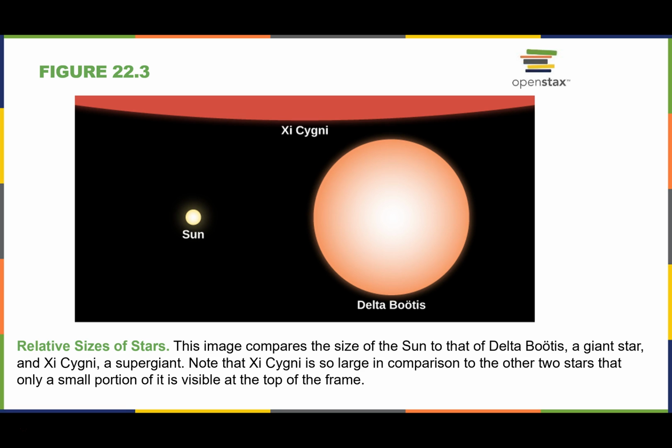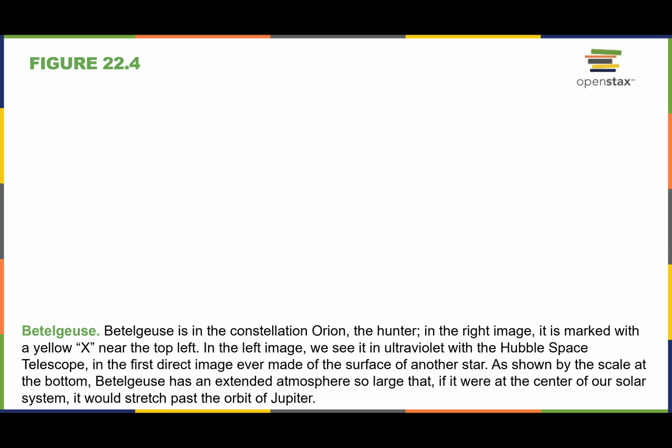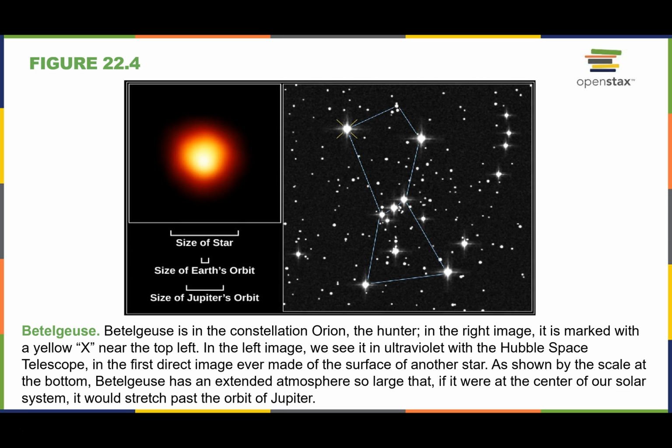So there's basically kind of 4 different scenarios for how stars live their lives. All right, what else do we have? Betelgeuse. So Betelgeuse actually is this star in the constellation Orion. Betelgeuse actually is a swollen red giant.